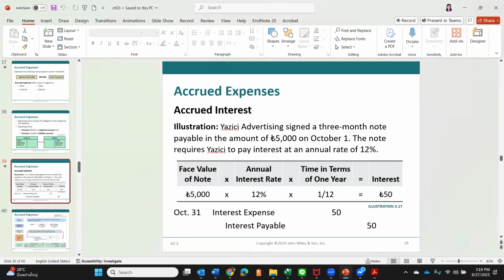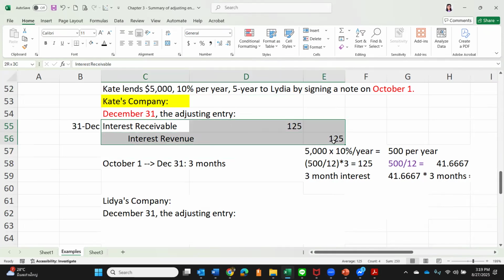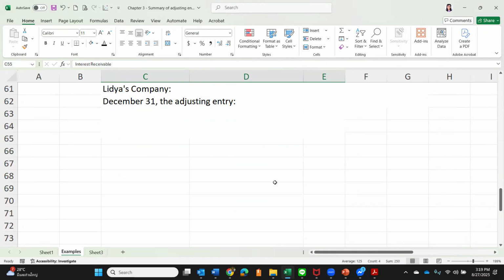Now let's look at the journal entry just now about Kate Company. You remember? Kate lent the money to Lydia, right? So we debit interest receivable and credit interest revenue, 120 for 3 months. So what about for Lydia company?